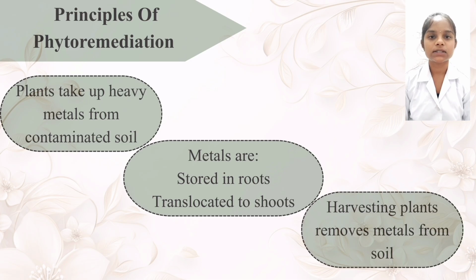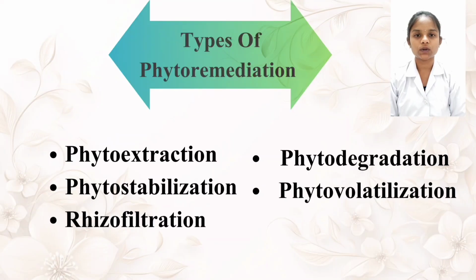Once absorbed, those metals are either stored in the roots or translocated to the shoots and leaves through the plant's vascular system. Some plants, known as hyperaccumulators, can accumulate large amounts of metals without showing toxicity symptoms. After sufficient accumulation, the plants are harvested and properly disposed of, which helps remove heavy metals from the soil. Types of phytoremediation: phytoextraction, phytostabilization, rhizofiltration, phytodegradation, and phytovolatilization.